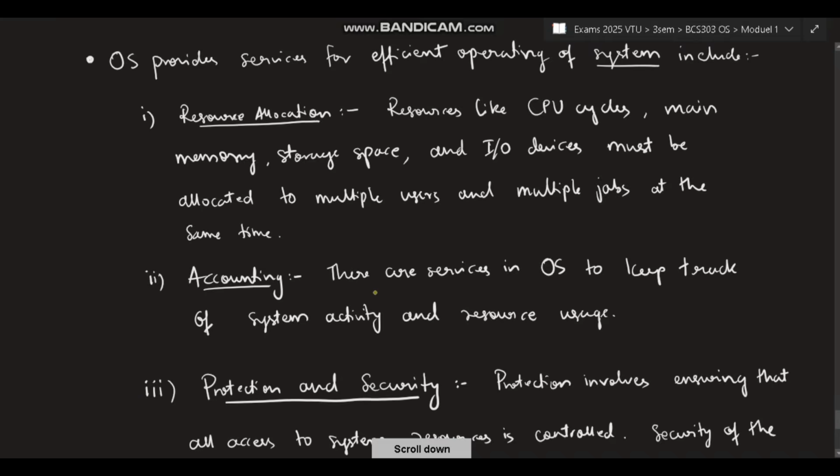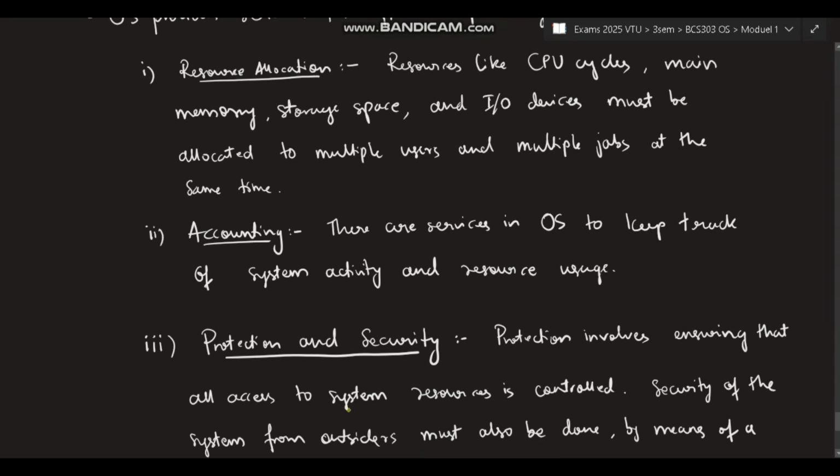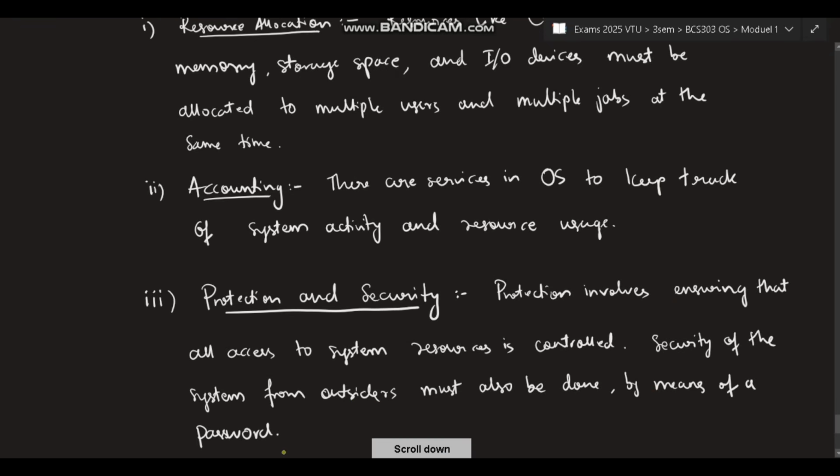Third one is protection and security. Protection involves ensuring that access to the system resources is controlled. The system resources should not be accessible to everyone. They should be accessible only to the ones who are authorized to access them. And security of the system should be provided from outsiders. It must also be done by means of a password. Okay, when a password is kept, the system will be more secure.